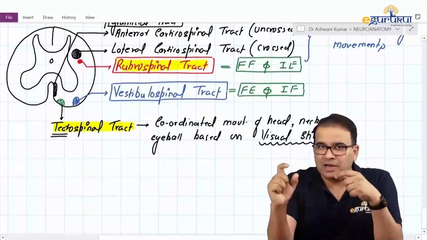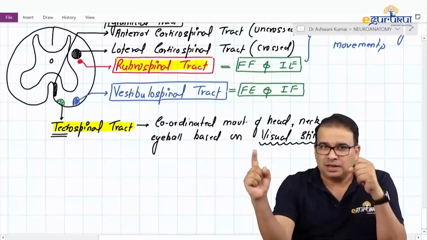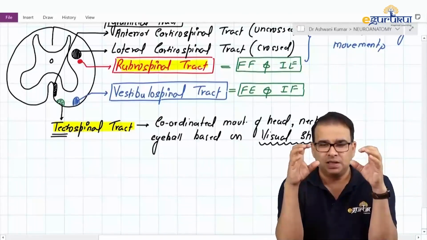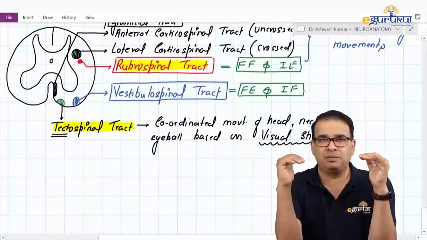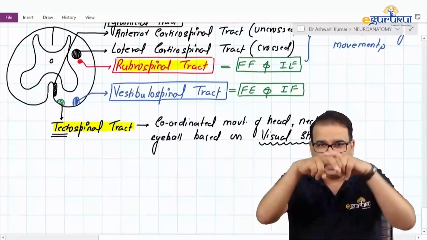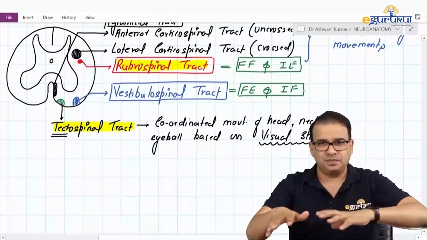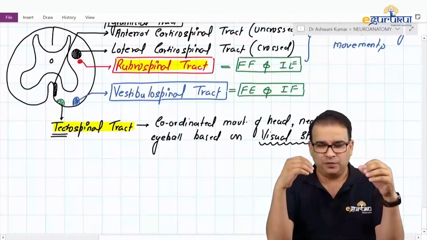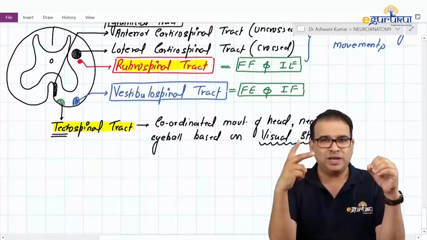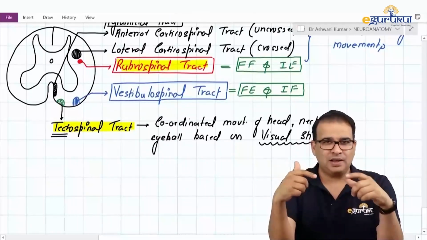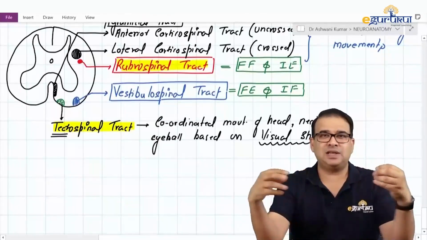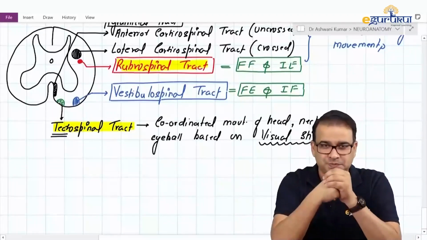Rubrospinal tract starts from the red nucleus, which is in the midbrain. Tectospinal tract is starting from the tectum, which is again a part of midbrain. So both these tracts start exactly from the same level of the midbrain. Both these tracts decussate at the same level of the midbrain, and then they descend downward and reach the spinal cord. So that means if I get a transverse section of the midbrain, I will be looking at two decussations over there. So I should be able to identify which one is for rubrospinal and which one is for tectospinal tract, because you may not see the fibers directly coming out of the red nucleus and decussating.